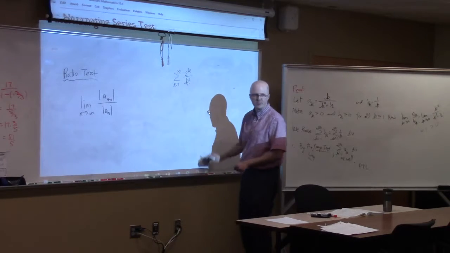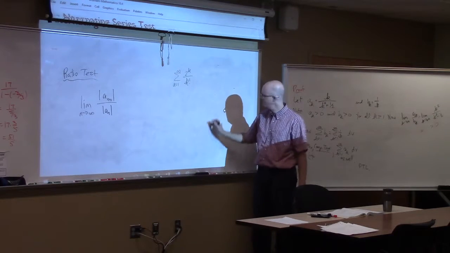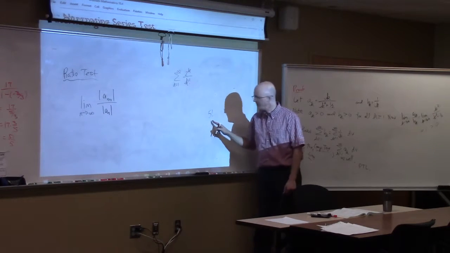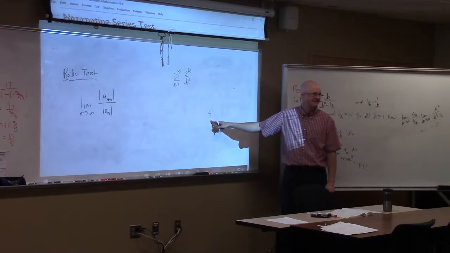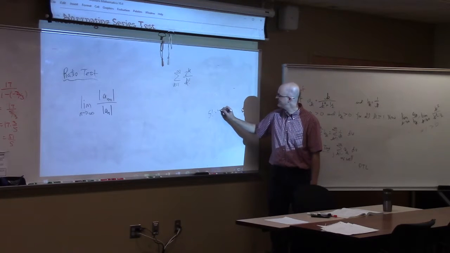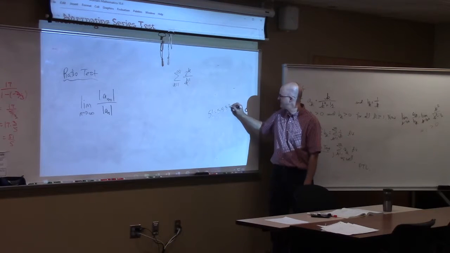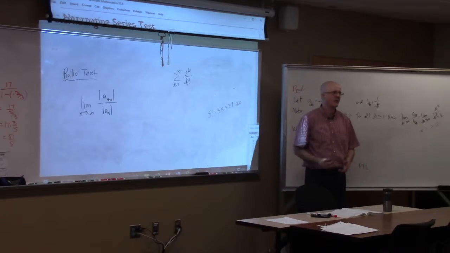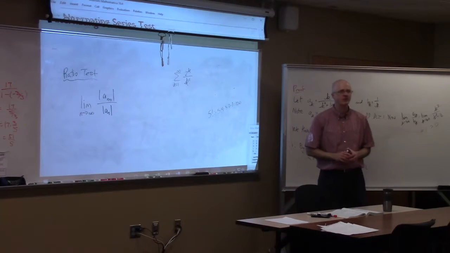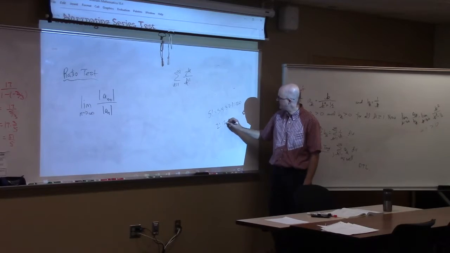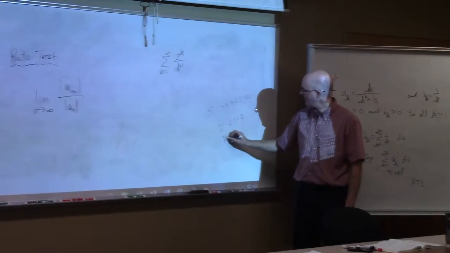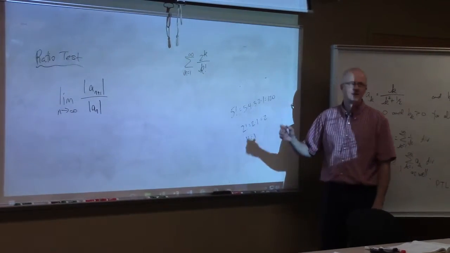Have you seen factorials before? You should have. Say 5 factorial. It means 5 times 4 times 3 times 2 times 1, which is 120. 6 factorial means 6 times 5 times 4 times 3 times 2 times 1, which is 720. 2 factorial is 2 times 1, which is 2. 1 factorial is just 1.